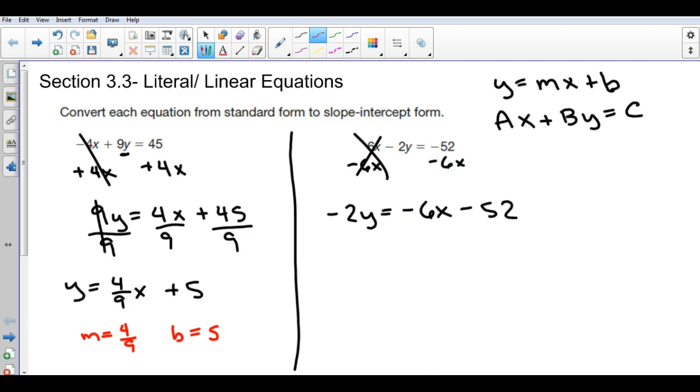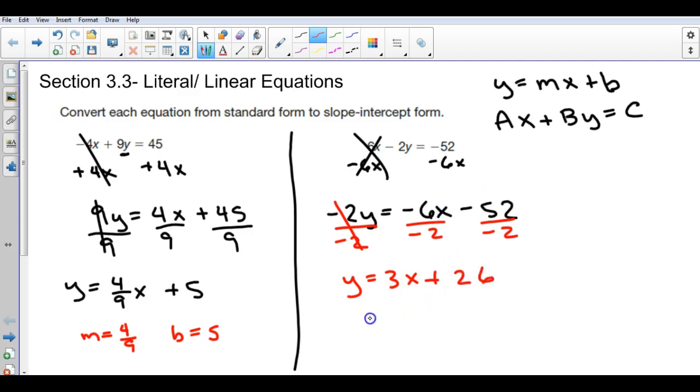And now let's take a look at what we have here. I need to divide everything to get y by itself. I need to divide everything by negative 2, not just 2, but by negative 2. And there's a lot of negatives here, so let's watch our signs. Y equals, I have negative 6 divided by negative 2, which is positive 3, so 3x. Negative divided by negative, 52 divided by 2 is 26.